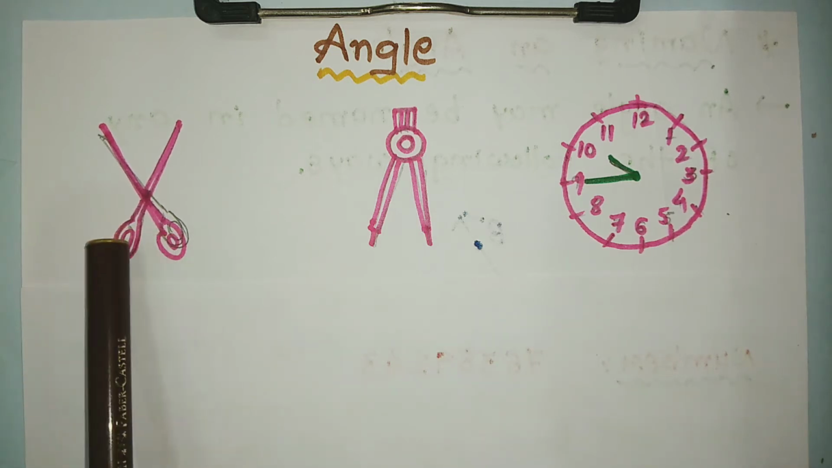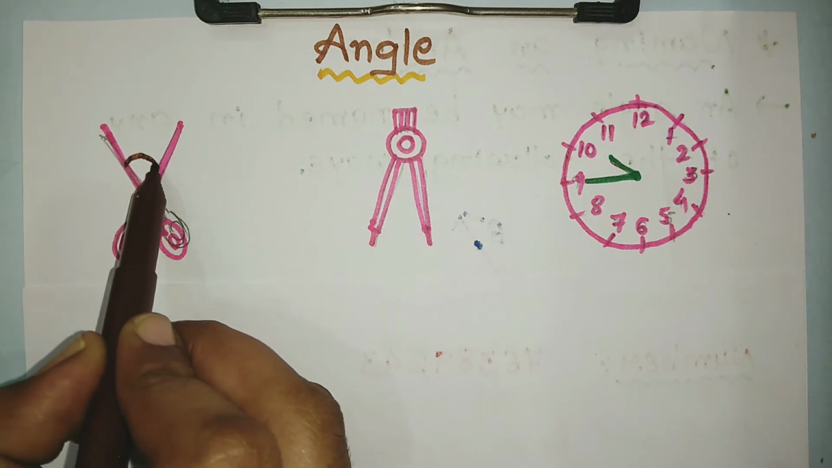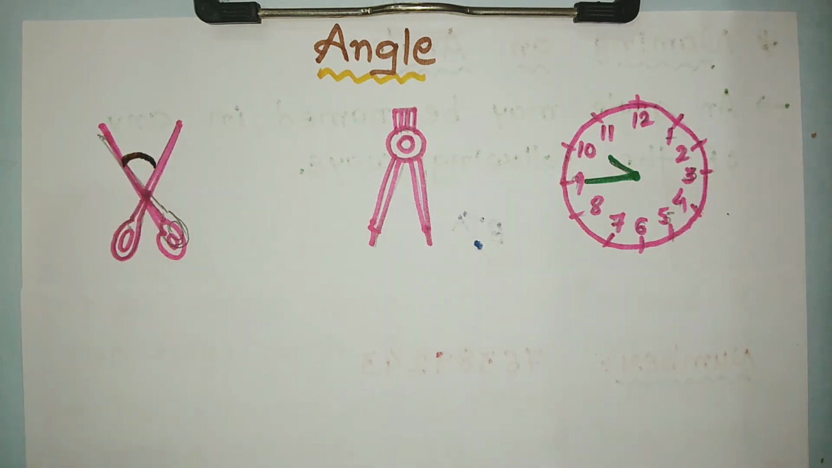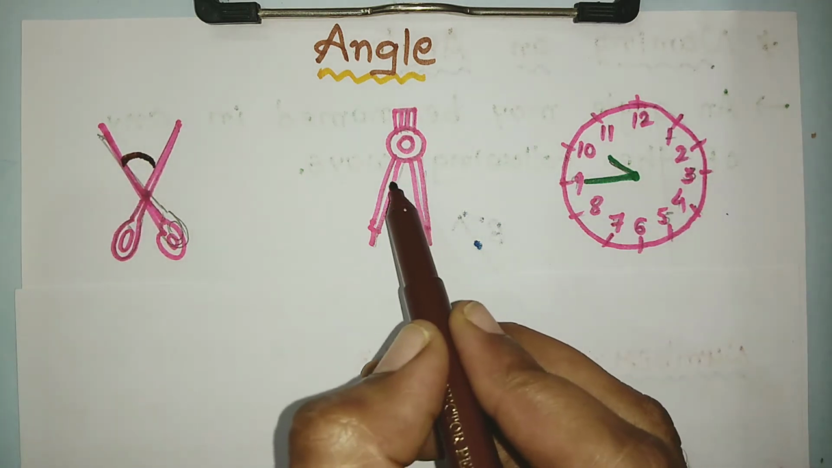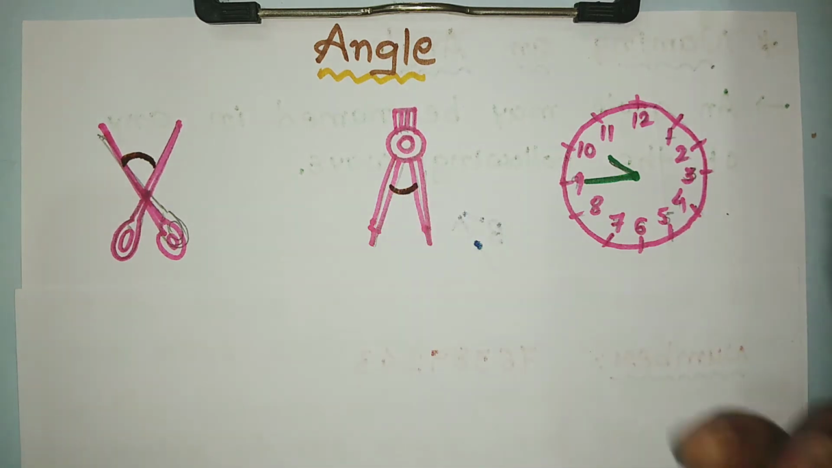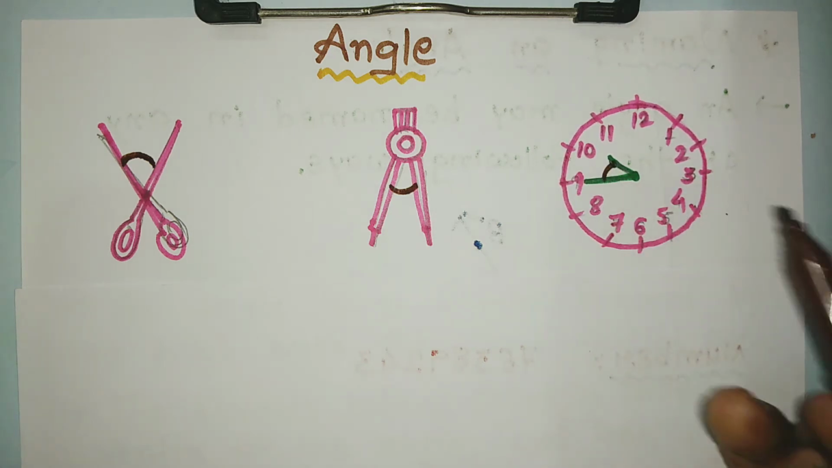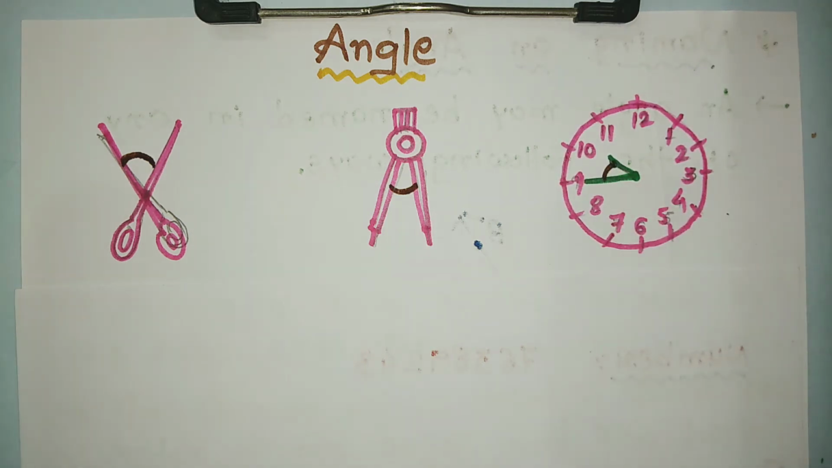Here also you can see this scissor. So here, this portion gives an idea of an angle. Here, this part also gives the idea of an angle. Here, the angle between the two hands of the clock. So all these three figures are things we are looking at around you. You may have a question: why are you studying the angle? We are using the angle each and every day in our regular life.